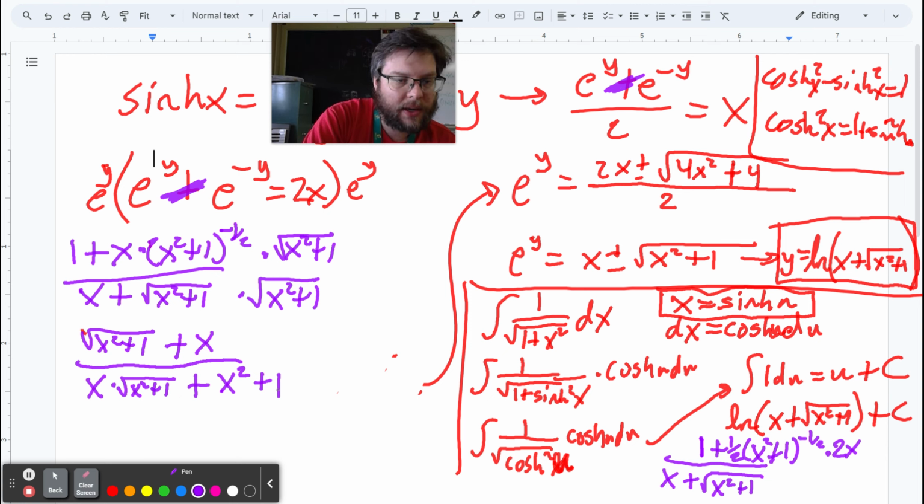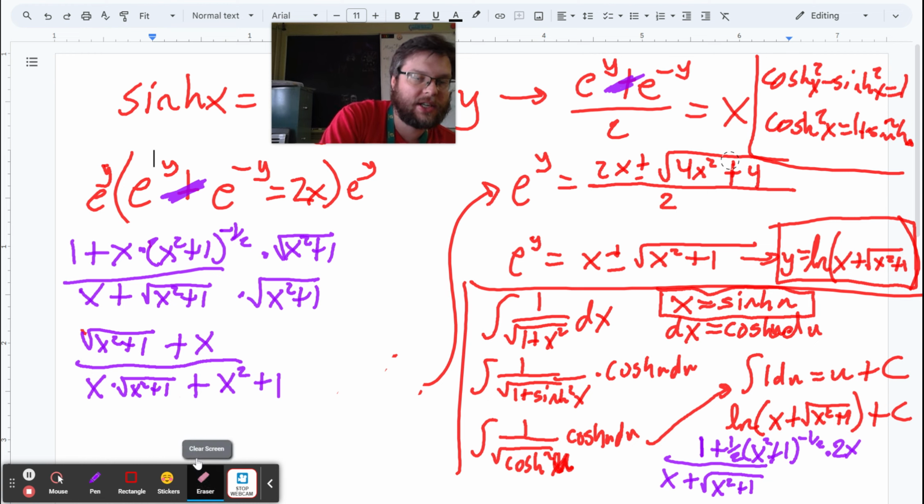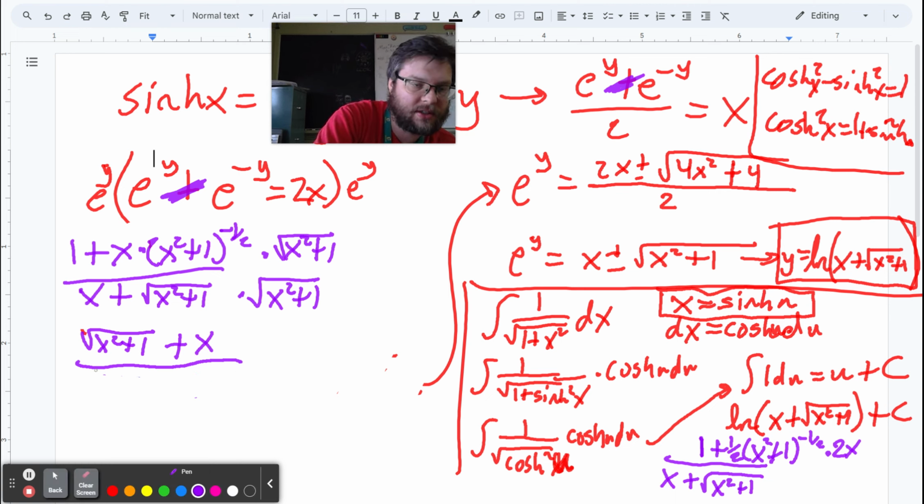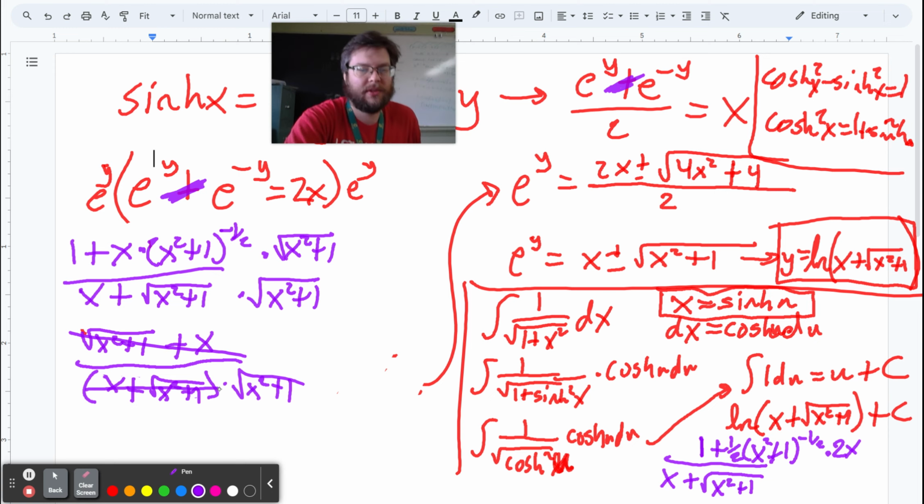Oh, I see. Okay. Let's do this slightly differently. I'm not actually going to multiply out at the bottom. Oh, that's kind of cute how that works. I'm actually not going to multiply out the bottom, because if you look at the bottom of the fraction, it's x plus square root of x squared plus 1 times square root of x squared plus 1. In other words, it's something divided by itself with exactly what I wanted left over on the bottom.